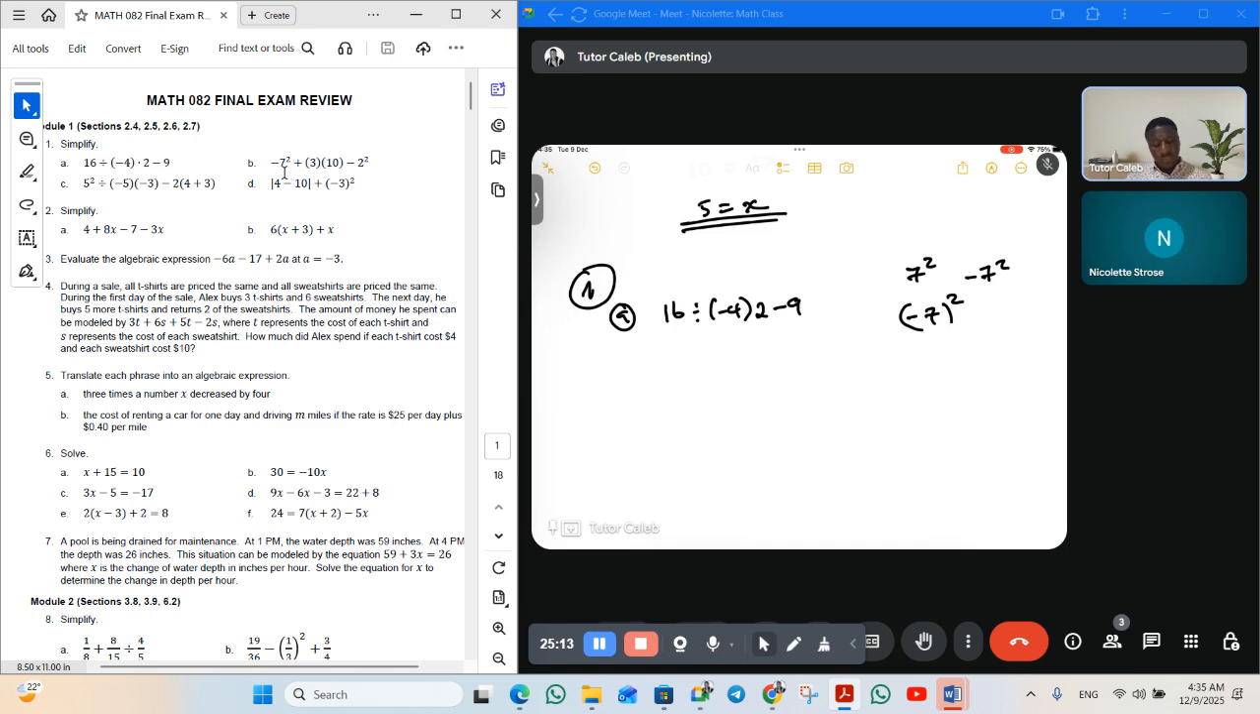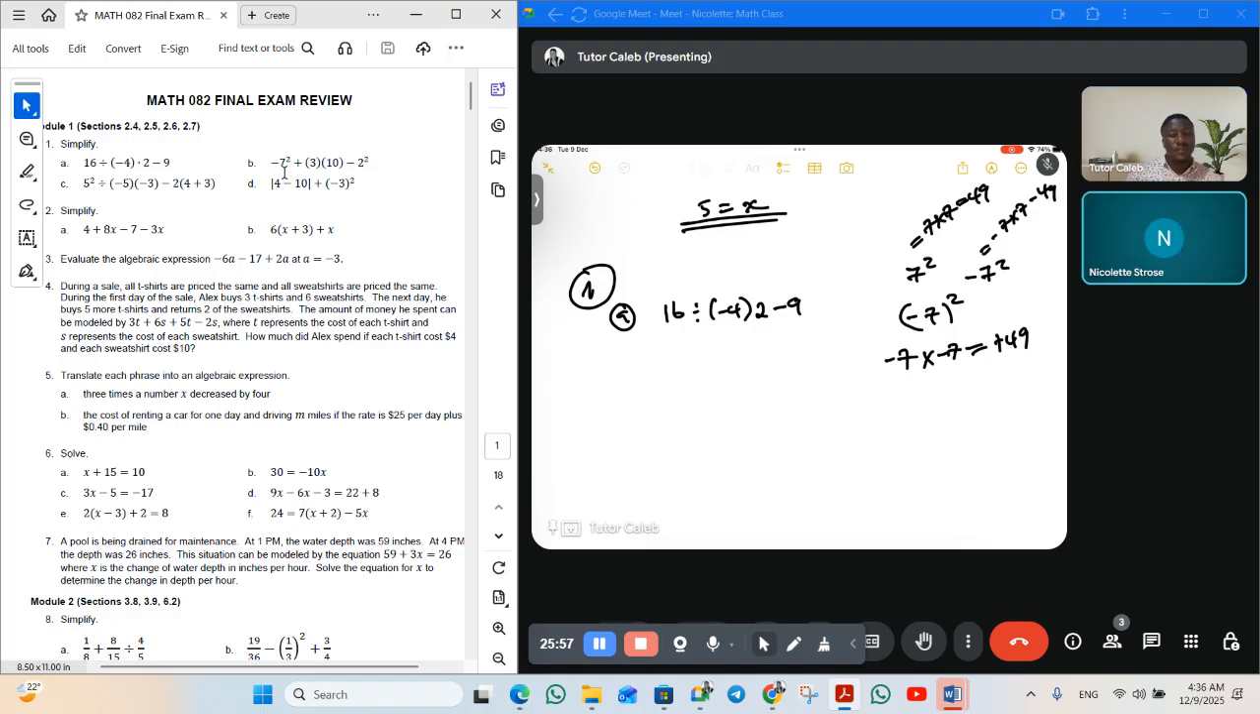Now, 7 squared is 7 times 7, which is 49, correct? This other one is negative 7 times 7, so it's going to give you negative 49. But this other one that's in brackets is negative 7 times negative 7, because everything is squared. So it's going to give you positive 49. Take note.